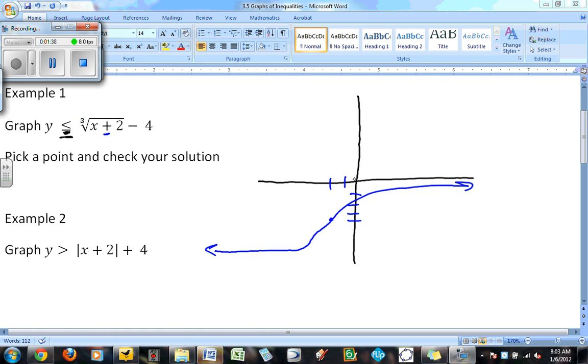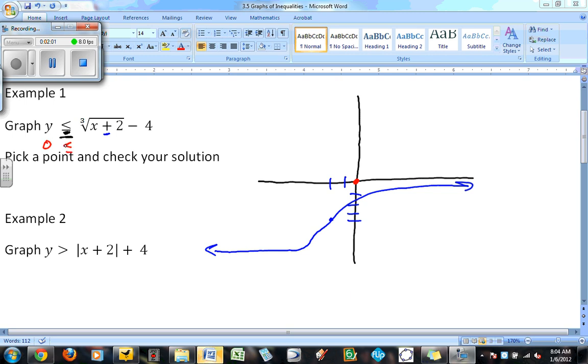So pick a point either above or below that line. If we pick a point either above or below it, it can't be on the line. We'll be able to tell what side we shade. If possible, I always pick 0, 0, if it's not on the graph, because it's very easy to plug in 0 for x and y and get an answer. So I'm going to plug 0 in for y.